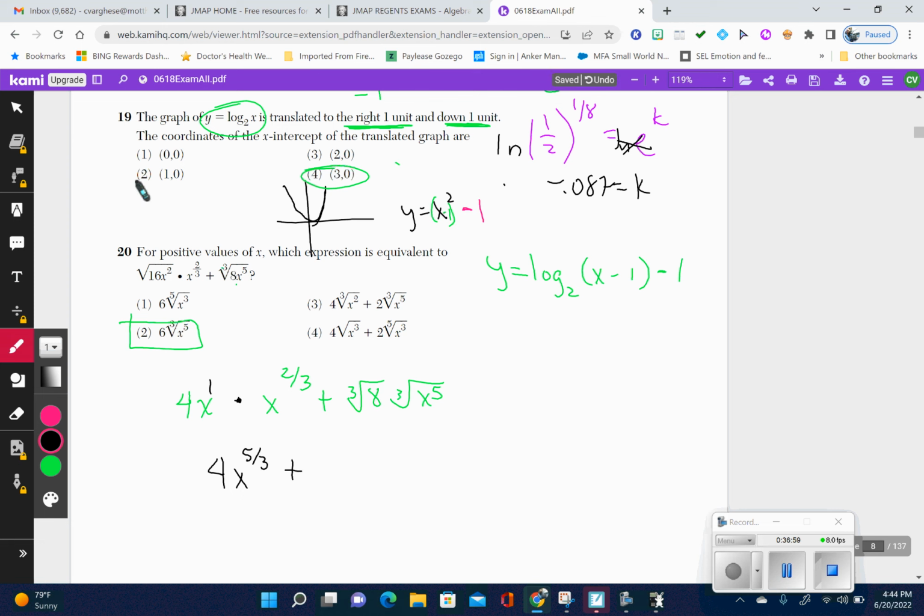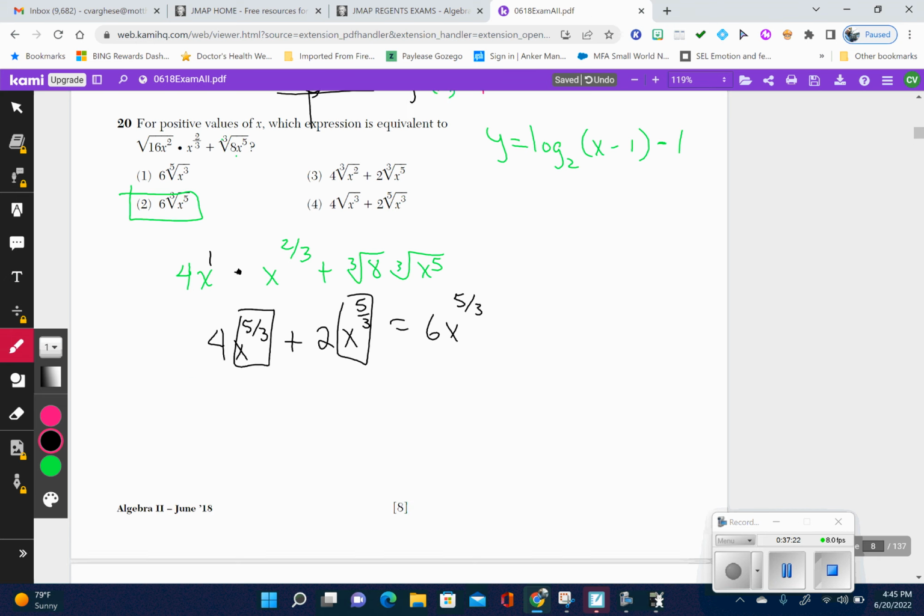Plus the cube root of 8 is going to be 2, because 2 times 2 times 2 is 8. And this is going to be rewritten as, 3 is my root, that goes on the bottom. 5 is my exponent, goes on the top. I have 4 plus 2 gives me 6, and then this is the same, so I just bring that over, which is what allows me to add them in the first place, and that's equal to number 2. Okay.